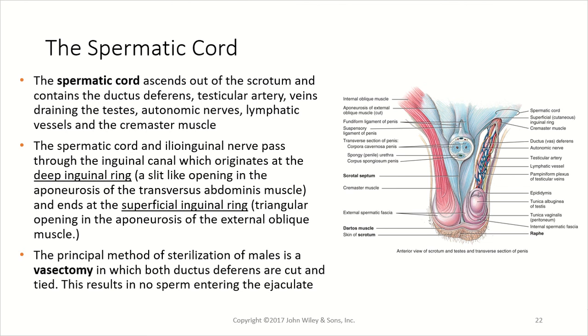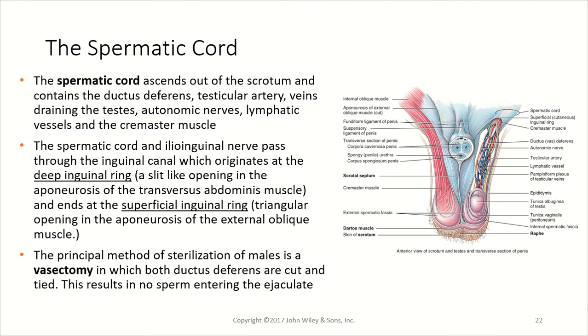Next is the spermatic cord. This is going to ascend out of the scrotum, and it's going to contain the ductus deferens, the testicular arteries, the veins that are responsible for draining the testes, as well as the autonomic nerves, lymphatic vessels, and the cremaster muscles that we mentioned before.